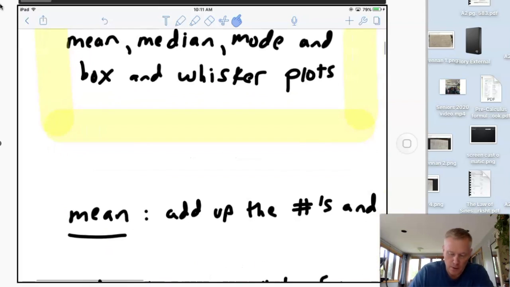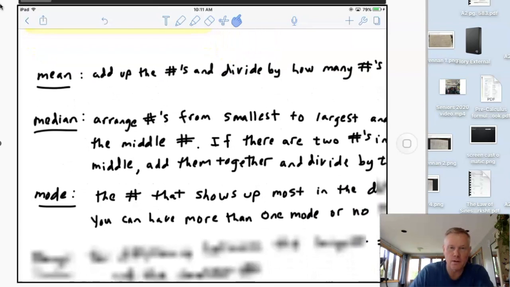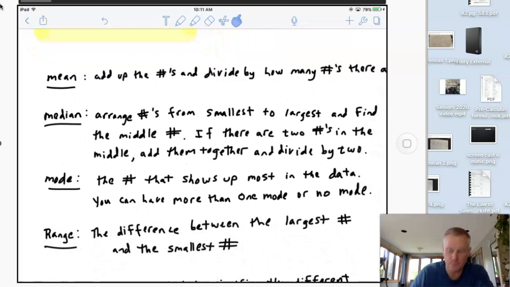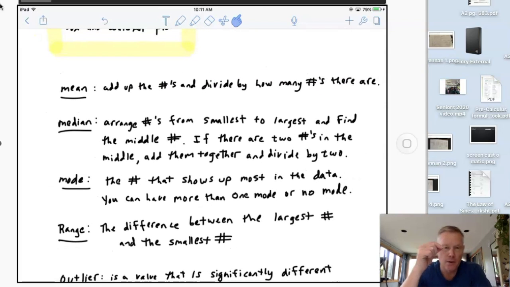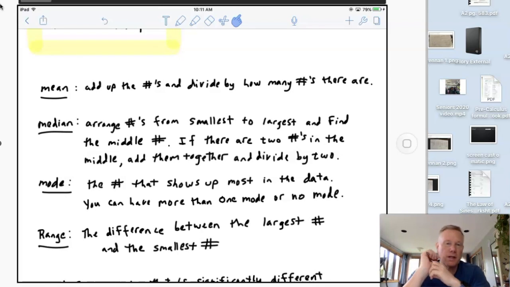All right, so I got some definitions. I'm going to put these up here. I'm going to write these down, understand them. Certainly don't have to be able to recite them, but I would like you to be able to understand them and use them. All right. So, mean, median, mode, and range.